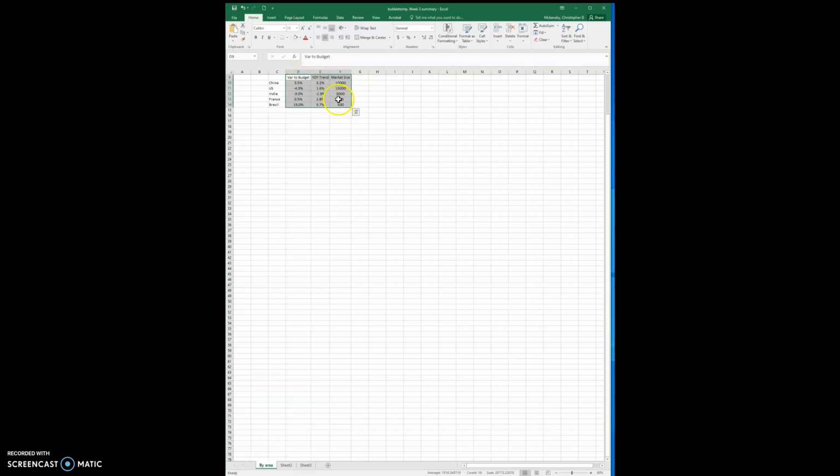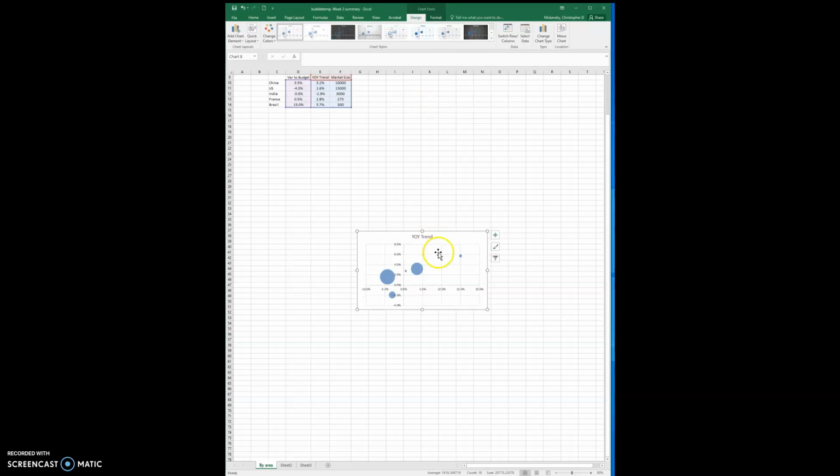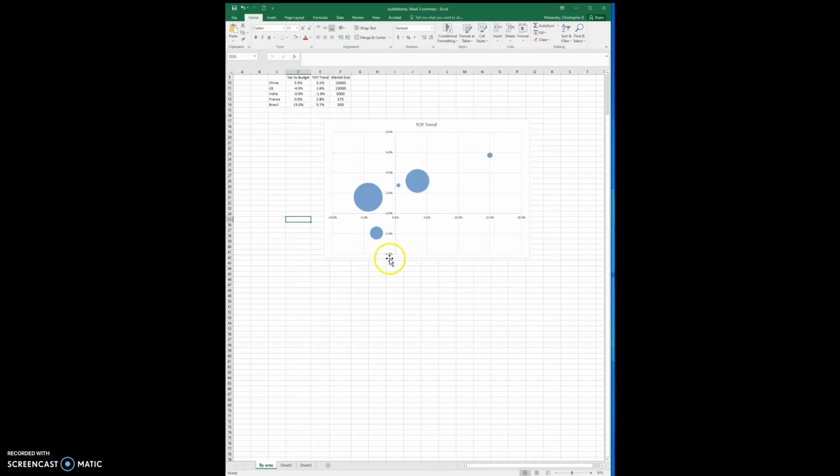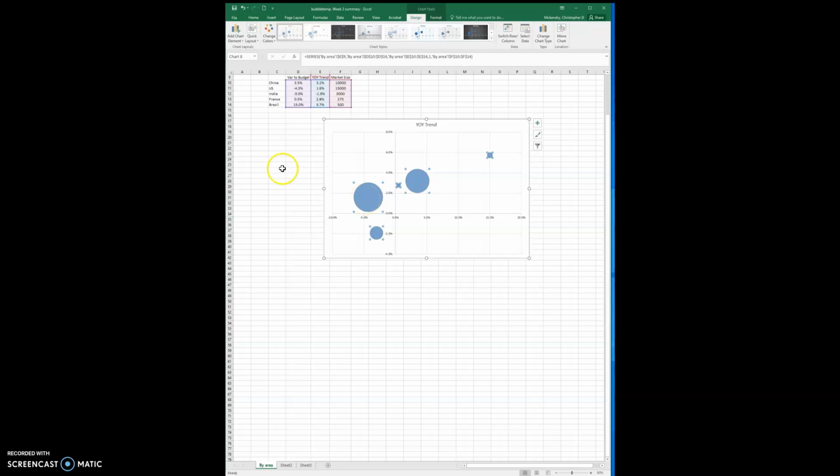So first we're going to highlight the data and we're going to insert scatter plot bubble chart. I'll bring this up a little bit. So if you see the chart here, we have different bubbles. We're going to start with the bigger bubbles. The bigger bubbles are going to be the variance to budget.